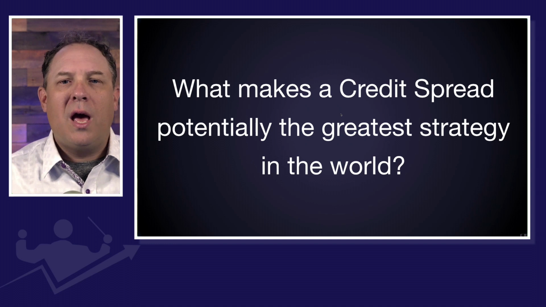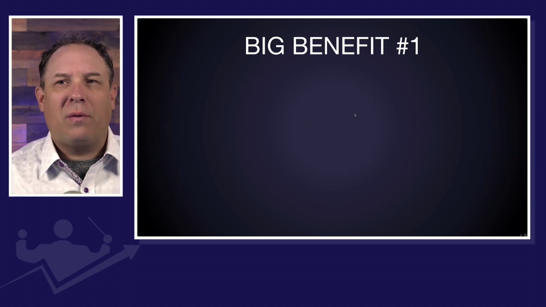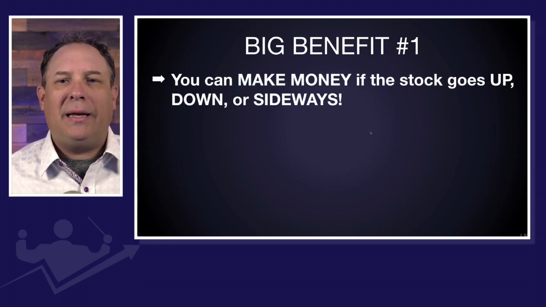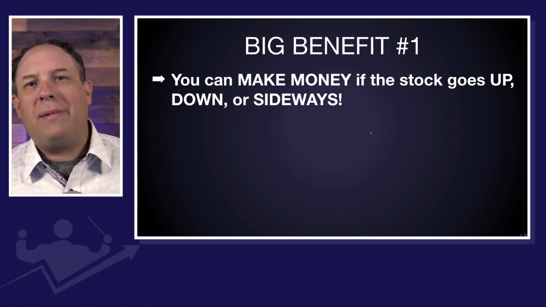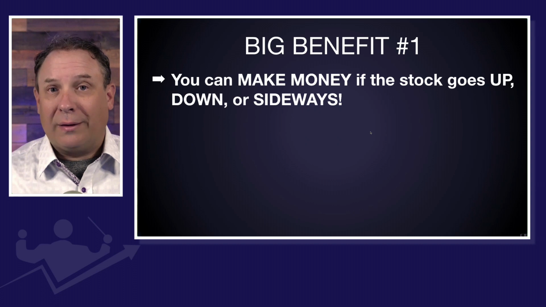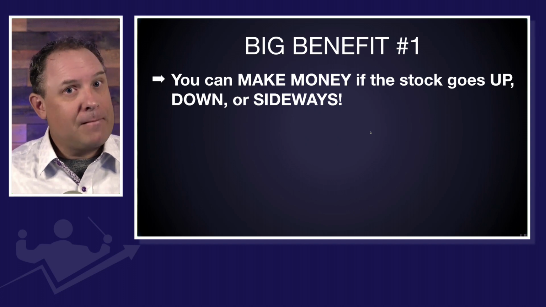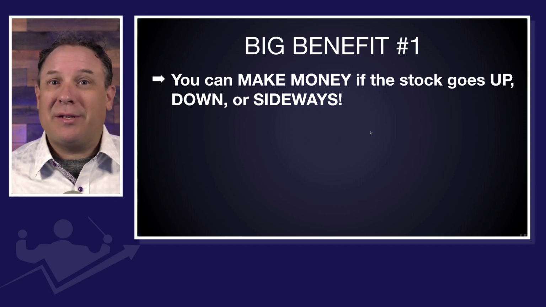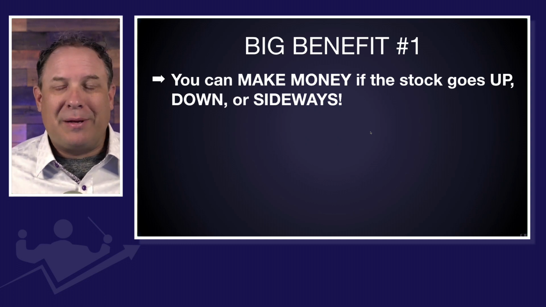Benefit number one of the credit spread. First and foremost, you can make money if the stock goes up, you can make money if the stock goes down, and you can make money if the stock goes sideways. Now, count that up. 1, 2, 3. How many directions can a stock move? A stock can move only 3 directions: up, down, and sideways.